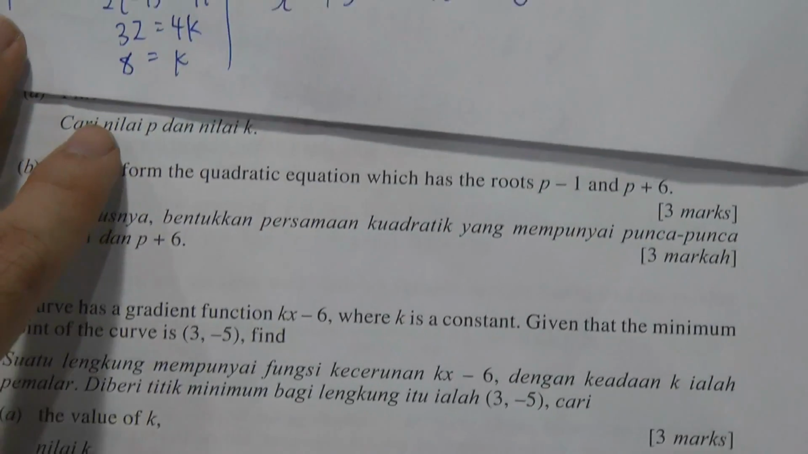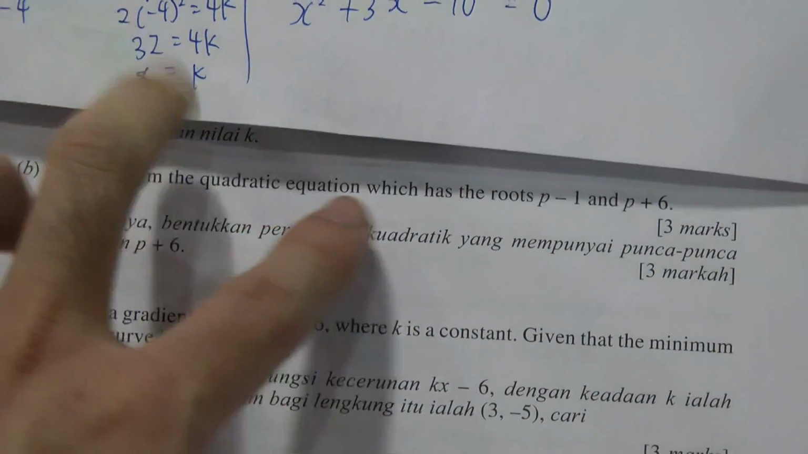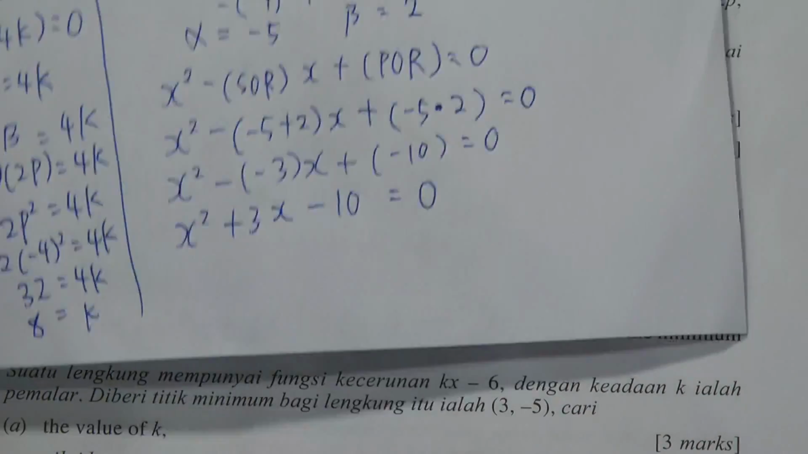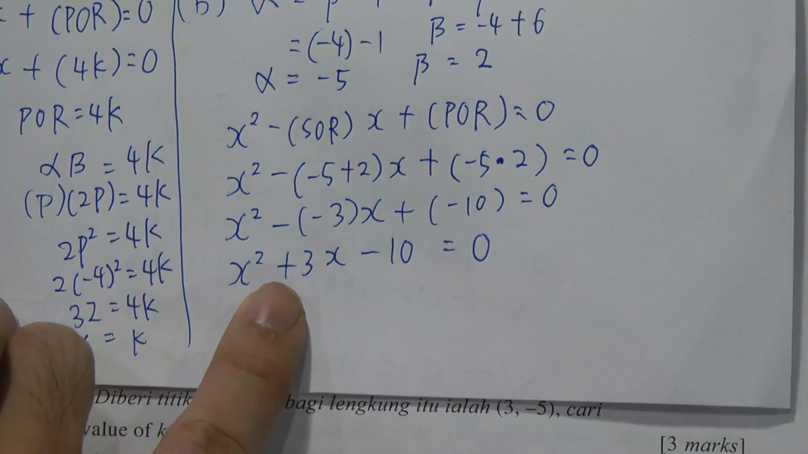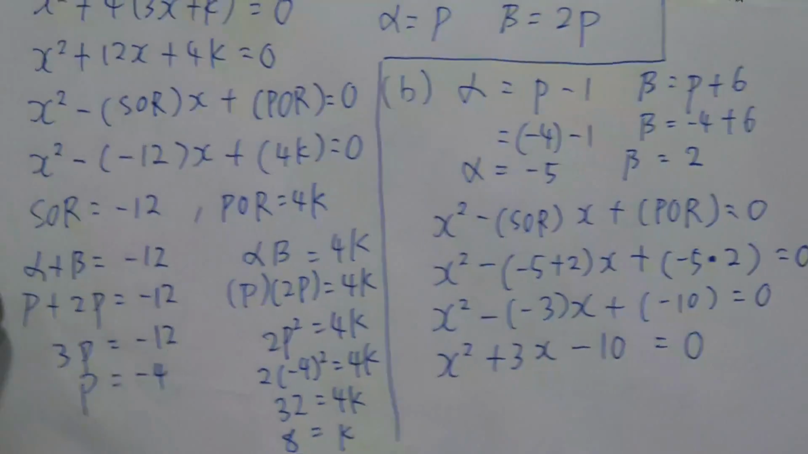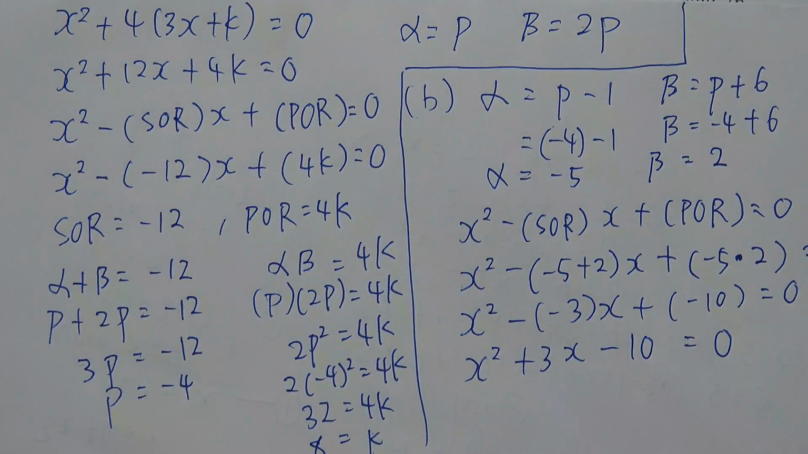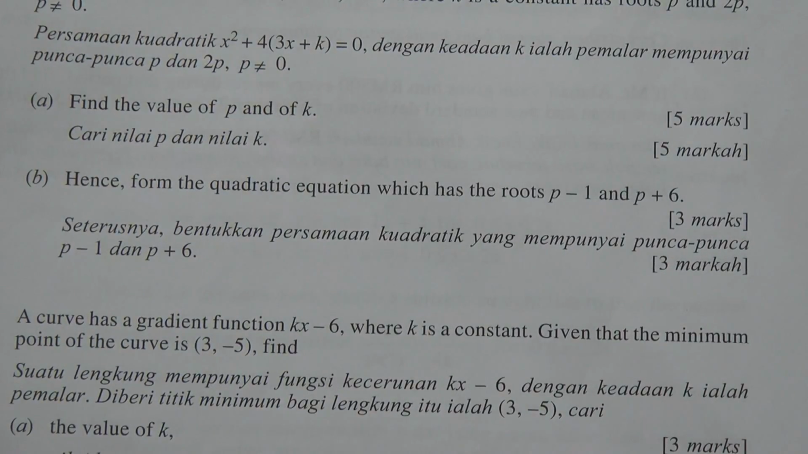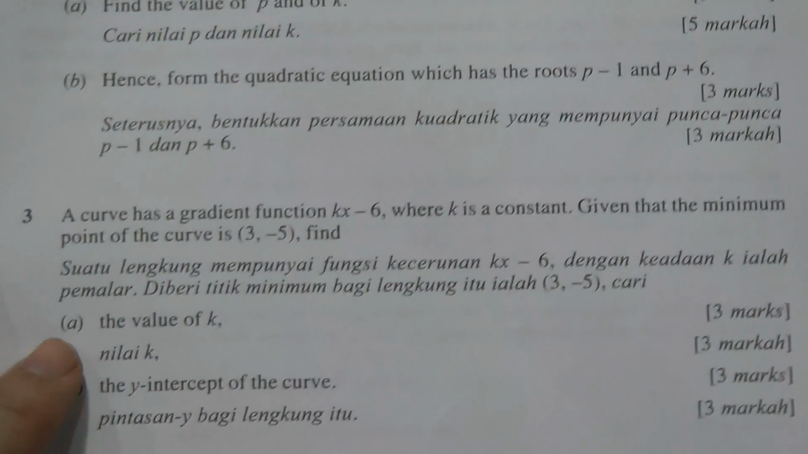mentioned in the question. He says form the quadratic equation which have the root p minus 1 and p plus 6. So this is the quadratic equation. That's all. Okay, this is for question number 2. I hope this step can make you understand better. Okay, so go to the next part.